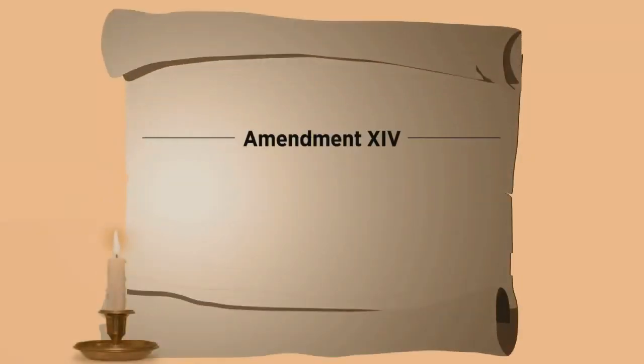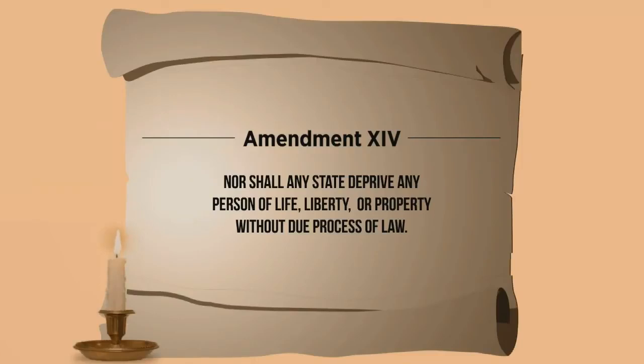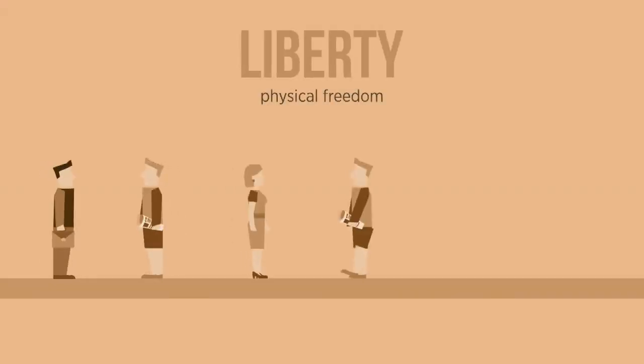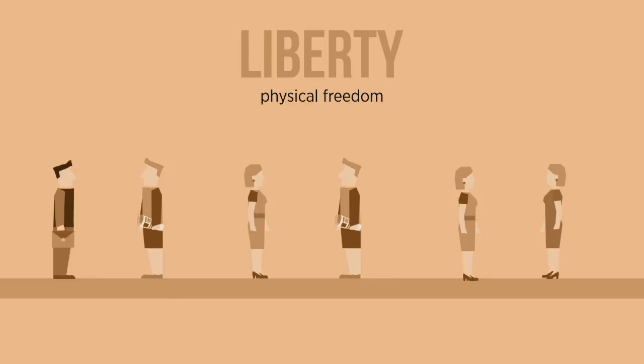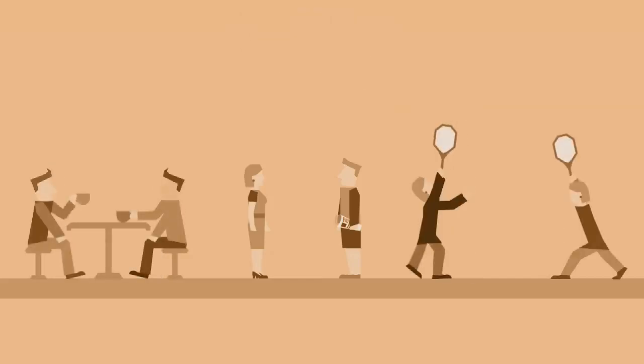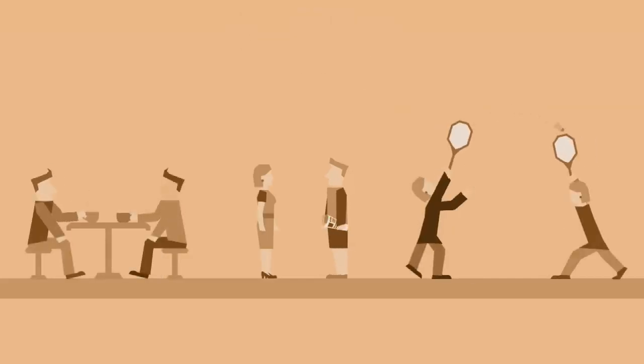The 14th Amendment says, "Nor shall any state deprive any person of life, liberty, or property without due process of law." To some people, all that means is government cannot kill you, confine you, or take your stuff without putting you through some process. So to them, liberty simply means physical freedom in its most basic sense. But most of us would disagree, because for most of us, liberty, our freedom, isn't just about being able to walk around where we want to. It's also about being able to walk around how we want to.